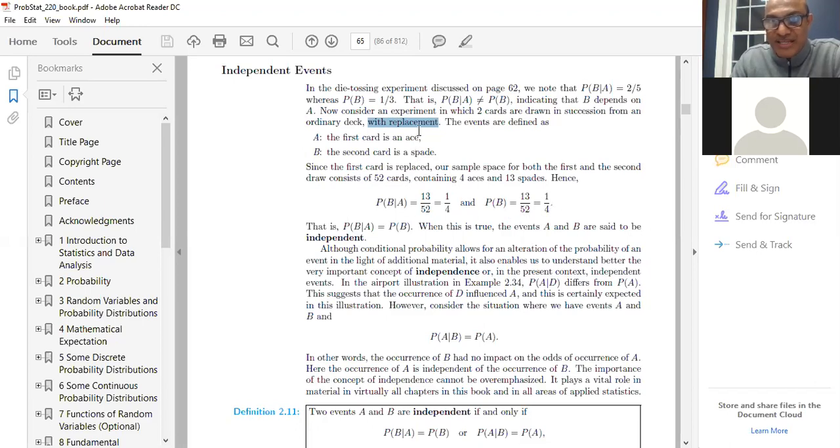So please keep in mind this thing that whenever you are replacing the cards, probability of B given A is equal to probability of B because A and B are independent events. So always please keep in mind this thing.